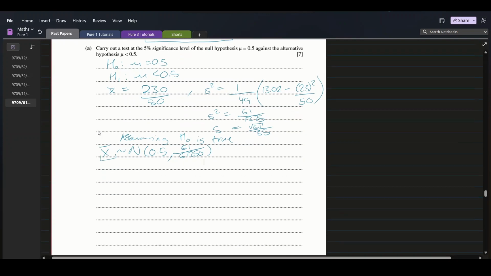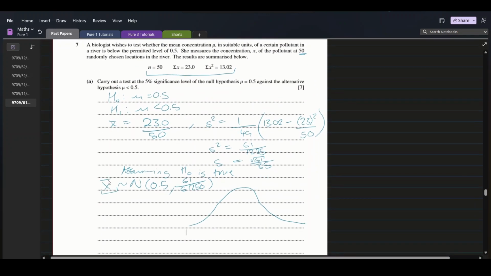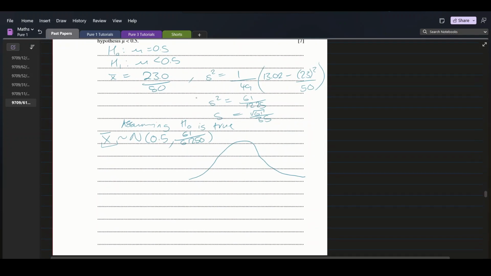Okay, and now we need to create our rejection rule. So we are testing at 5% significance level. It's a lower tail test, so this is a lower tail test at the 5% level. So that means our z value is negative 1.645. And we can say that we reject H naught if z is less than negative 1.645.